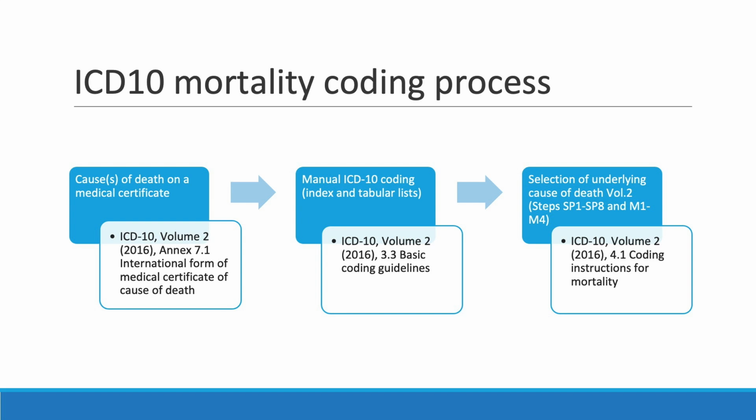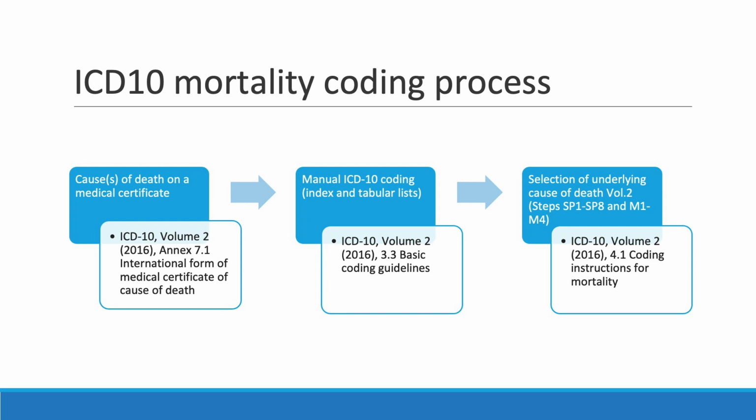The first pair of boxes remind us that the source document for cause of death coding is the medical certificate of cause of death. To promote comparability of the data produced in the coding process, the WHO recommends a standard format for the certificate. This recommendation can be found in Annex 7.1 in ICD-10 Volume 2.